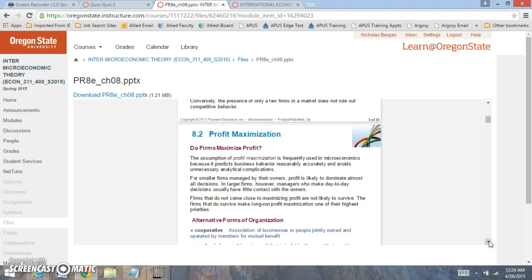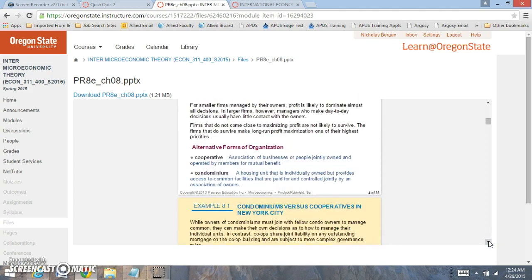You'll know that price maximization occurs where MR equals MC. So you'll want to focus on that. You want to focus on price maximization, and price maximization is very important. It'll look at the difference between the cooperative and condominiums and the analysis between those.